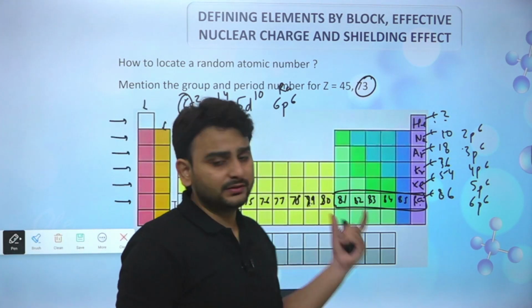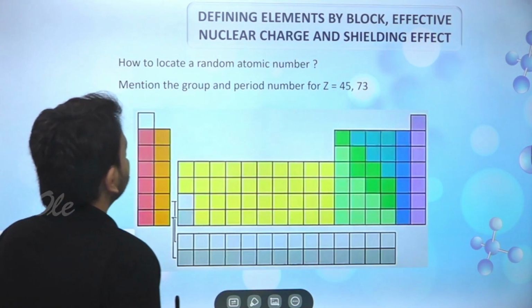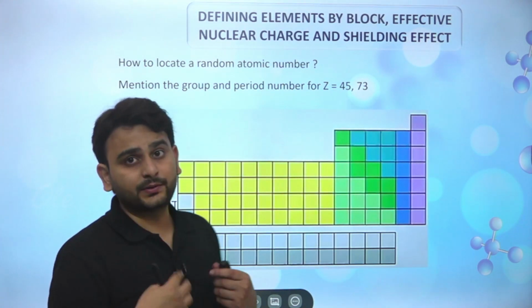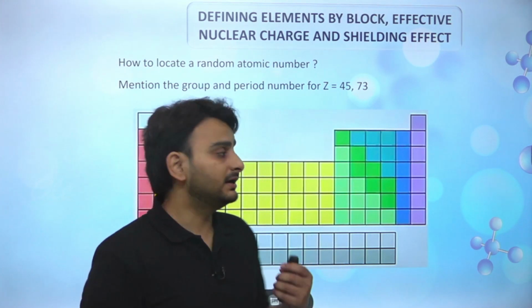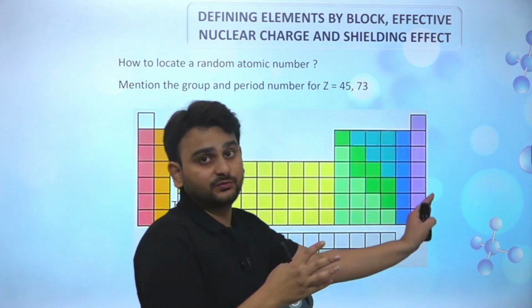This periodic table might not be properly made, but I hope you've understood how it is done and how it is not done, right? So these two examples, if you try them a couple of times, you'll be able to understand it and do it according to yourself, right? So these configurations are what you must remember.